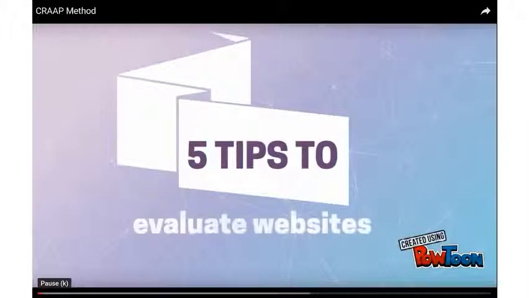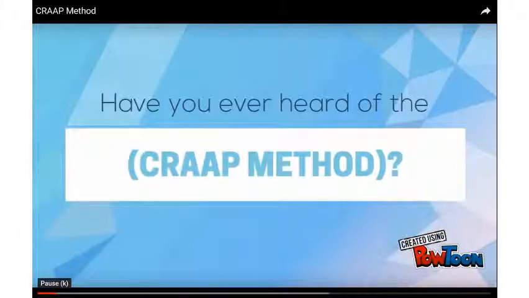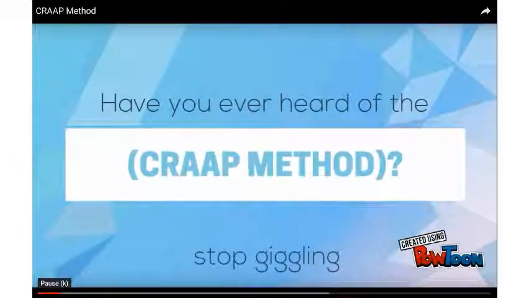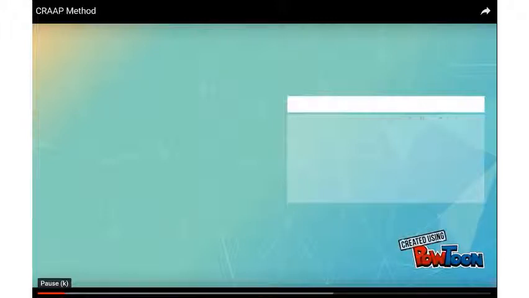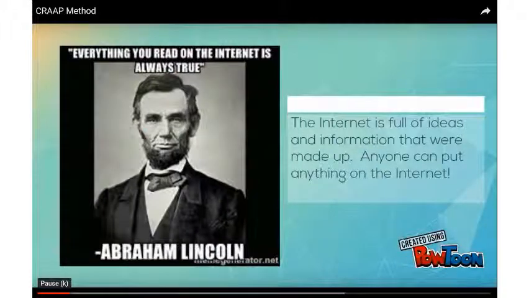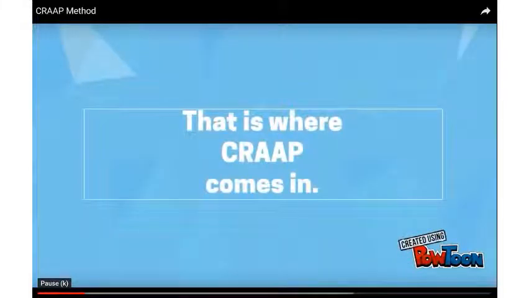So today we're going to be looking at a tutorial on the 5 tips to evaluate a website. And we're going to be focusing on the CRAAP method. Have you ever heard of it? You see, the internet is full of information and ideas that were made up. Anybody can put anything on the internet, and you got to find what you can trust. So that's where the CRAAP method comes in. It's an acronym, and we're going to use it to help us.